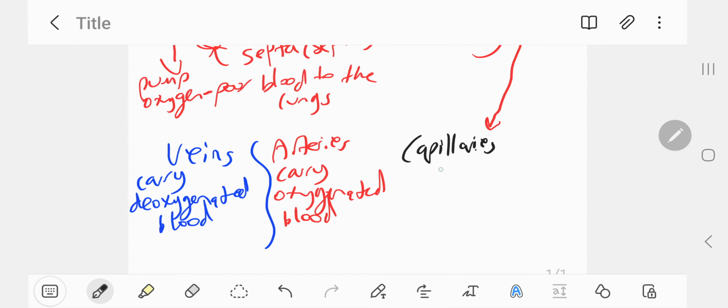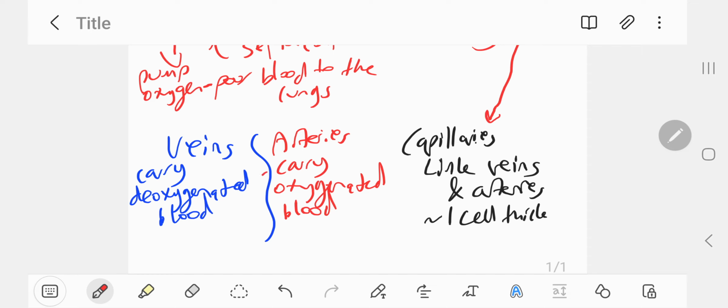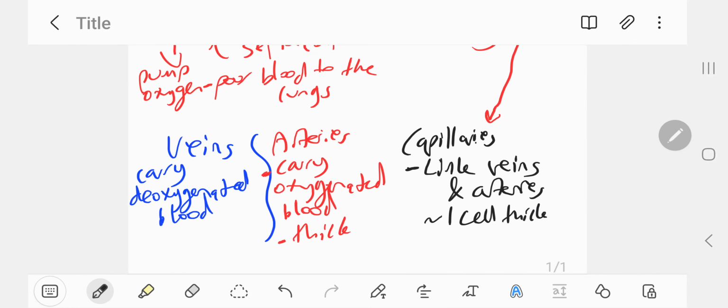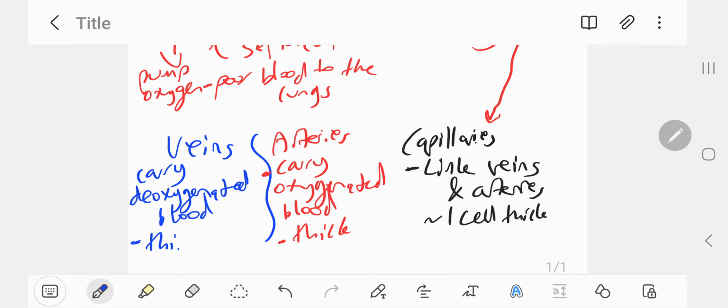Capillaries can be considered as like the link between veins and arteries. Okay, they're about one cell thick, extremely thin blood vessels. Meanwhile, arteries are thick, and veins are generally thin. The veins also have things called valves. Okay, these are like taps, if you wish. Arteries have got no valves, and capillaries have got no valves as well.